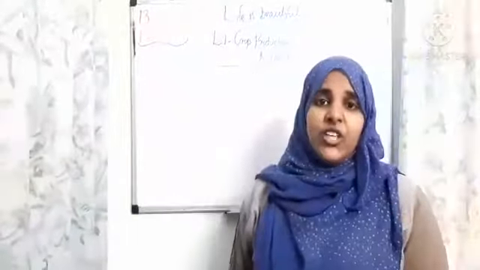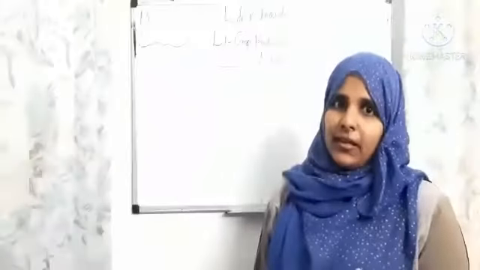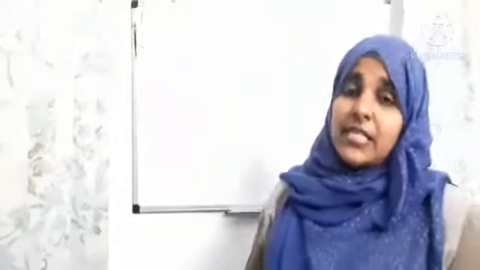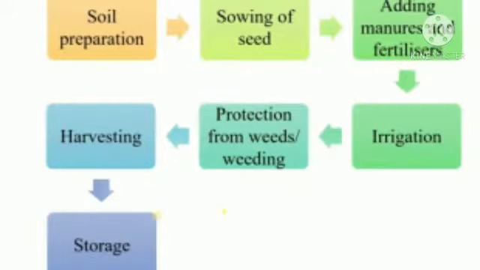So for better cultivation of crops, we have to use some practices in our field. What are they? We can check that. Some practices for cultivation are preparation of soil, then second one is sowing, then adding manure and fertilizer, then irrigation, then protection from weeds, then harvesting. After that, you have to store that food, that is storage. So these are all the main agricultural practices we use in the cultivation of crops.